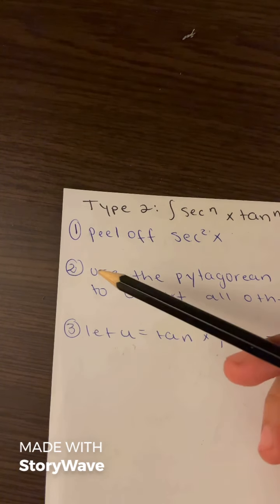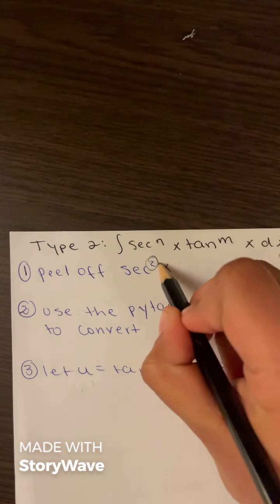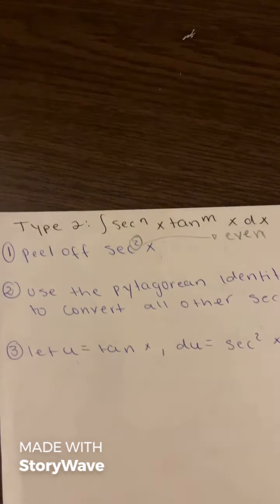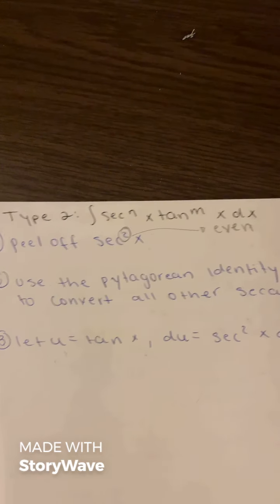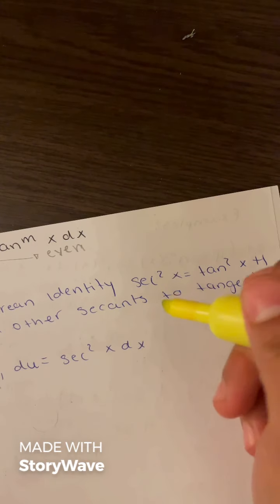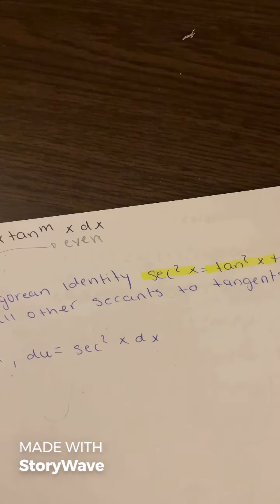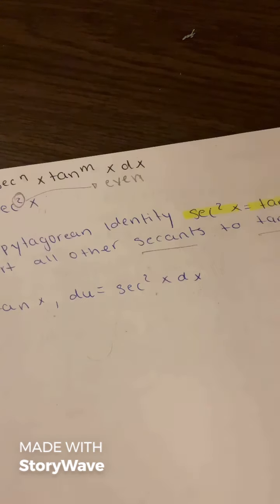Okay, so the first step is to pull off secant squared. Why? Because this one is even. So it's kind of the same thing, but instead of having an odd power, we're going to use an even power. After that, we're going to use the Pythagorean identity, so secant squared x is equal to tangent squared x plus 1, to convert all other secants to tangents, kind of the same thing that we were working on in type number 1.